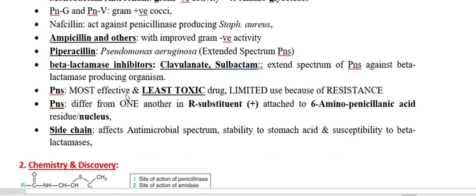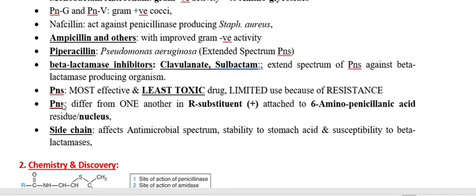What are the other salient features? Penicillins, or you may say the beta lactams, are the least toxic amongst the other antibiotics. This is very, very important. They are least toxic, and the beta lactams are also bactericidal. It is very interesting that these two properties make the beta lactams a very good, safe drug to be used for the patient.